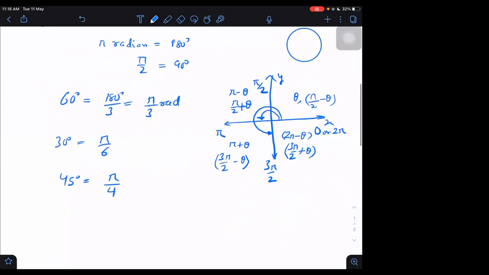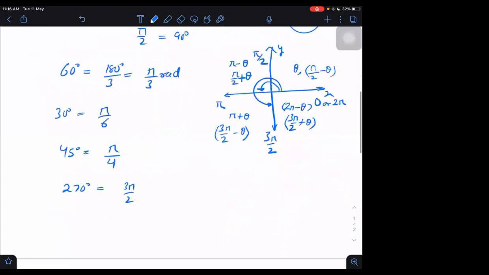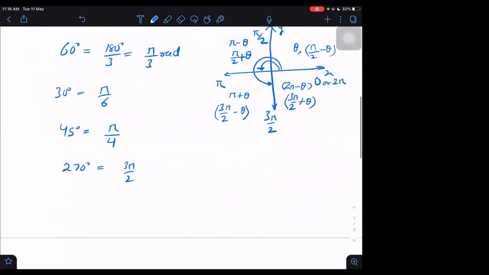Very nice. What is 270 degrees? 3 pi by 2. What is 150 degrees? 5 pi by 6. You can think of it as 180 minus 30, so pi minus pi by 6. So it will become 5 pi by 6. Right. We can find it in such a way.